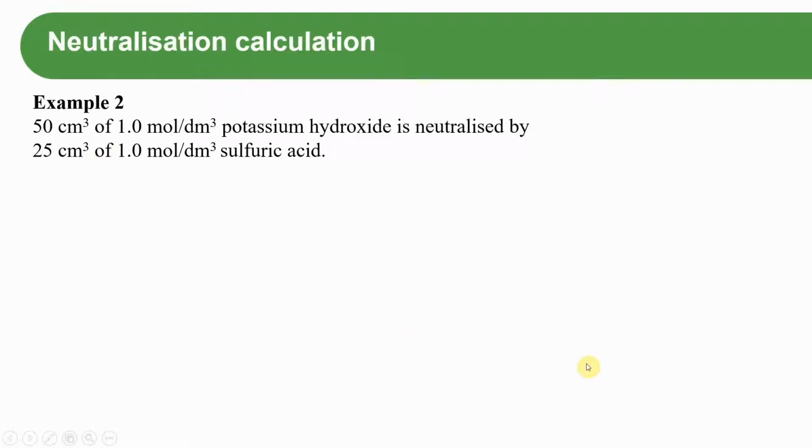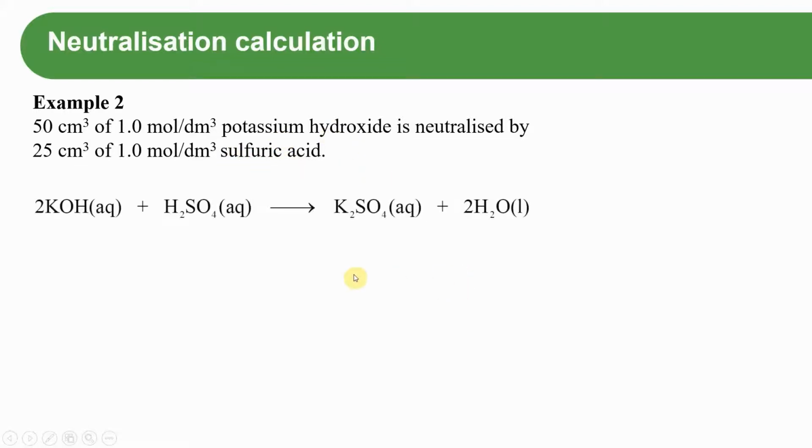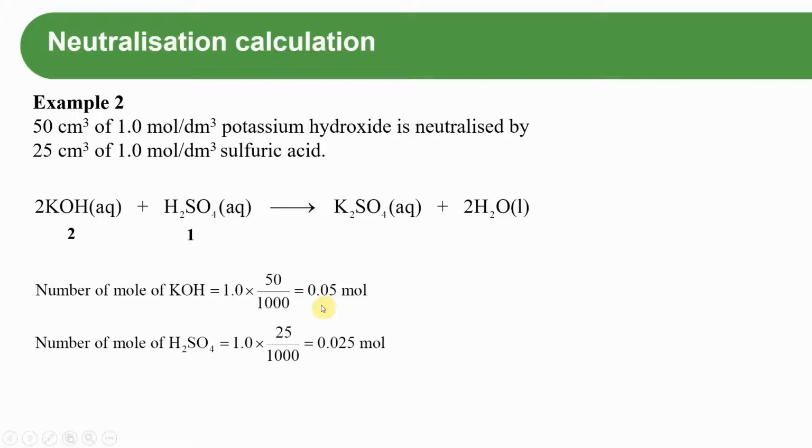So just another example, potassium hydroxide reacts with sulfuric acid, but in this case the ratio is not 1 to 1. The ratio of potassium hydroxide to sulfuric acid is 2 to 1. So let's just check with this calculation. The number of mole of potassium hydroxide is 0.05 mole, and the number of mole of H2SO4 is 0.025. So the ratio is 2 to 1.